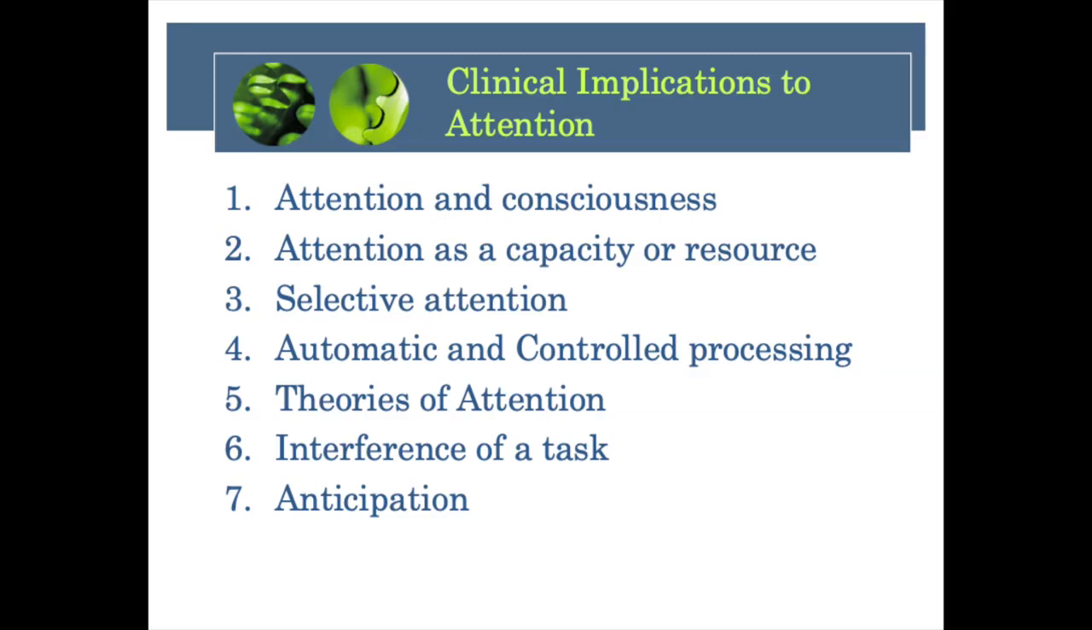And then interference of a task, which we gave two very classic examples of. And then the very interesting topic of dual versus single task, and how doing two things at once interferes with our ability to respond. And lastly, but also very interesting, is this idea of anticipation, and how we use this on a daily basis, but how, if we're not careful, it can end up costing us in the long run. All right, so I want you to review some of these ideas, go back and try to apply them to your client.